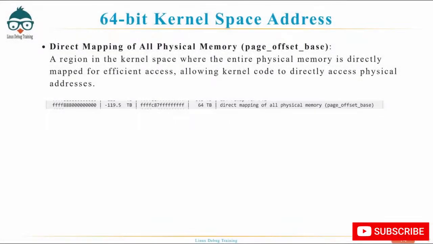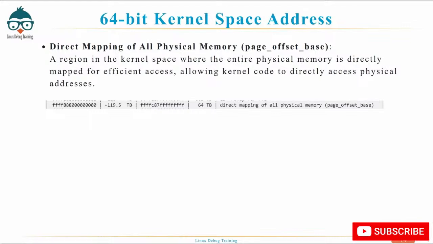We're now going to look in a little more detail at the 64-bit kernel address space that we saw in the previous slide. The direct mapping of all physical memory, page_offset_base, is a region in kernel space where the entire physical memory is directly mapped for efficient access. This area allows the kernel to access physical addresses efficiently without needing complex translation. It's often referred to as a linear mapping because the virtual address for each physical address is simply an offset.